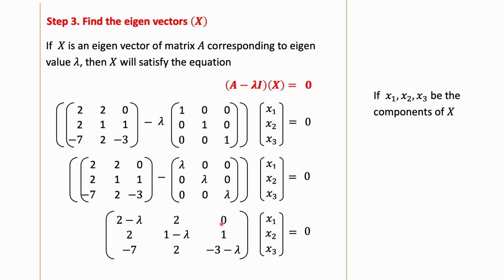0 minus 0 is 0. Coming to the second row, 2 minus 0 is 2. 1 minus lambda is 1 minus lambda. 1 minus 0 is 1. Minus 7 minus 0 is minus 7. 2 minus 0 is 2. Now coming to the third element of the third row, minus 3 minus lambda is minus 3 minus lambda. So here I have first multiplied lambda into I, then I have subtracted matrix A with lambda I, and I get this equation. This equation is equation number 5. I will keep this as a general equation. Using this equation, I will find the eigenvectors for the corresponding eigenvalues.